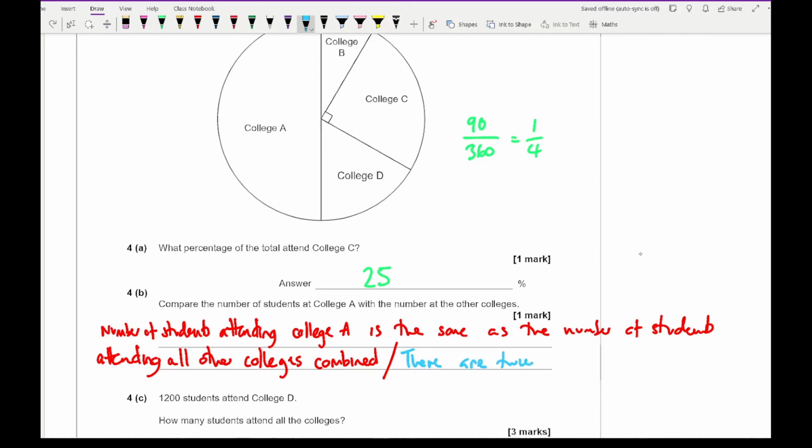twice as many students at College A than at College C. So anything along those lines where you're comparing College A with any of the or multiple colleges, that's going to be fine. But certainly do not just say that College A is half or 50%, because the question is asking you to compare it with the number at any other college.